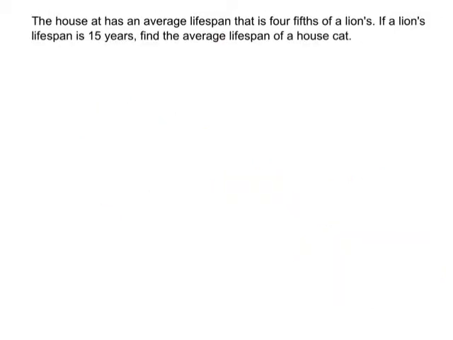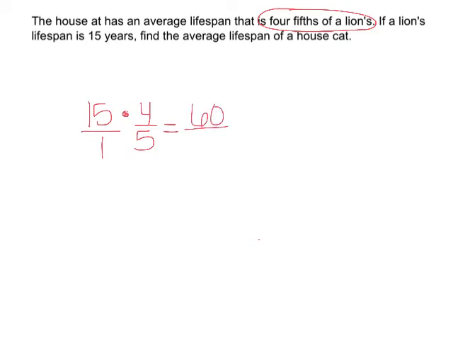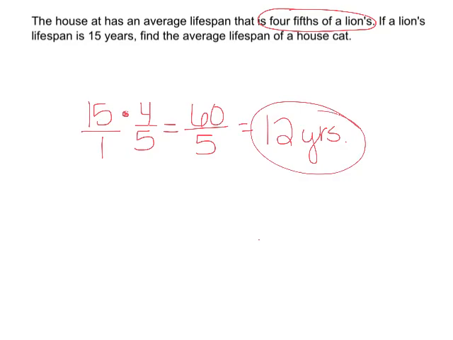The house cat has an average lifespan that is 4/5 of a lion's. If the lion's lifespan is 15 years, find the average lifespan of a house cat. So I'm taking 4/5 of my lion's, and my lion's is 15. So I have 15 times 4/5, and that 15 is over 1. So I'm going to get 15 times 4, which is 60, over 5. And when I simplify that, I'm going to get 12. So it's 12 years for the average house cat.